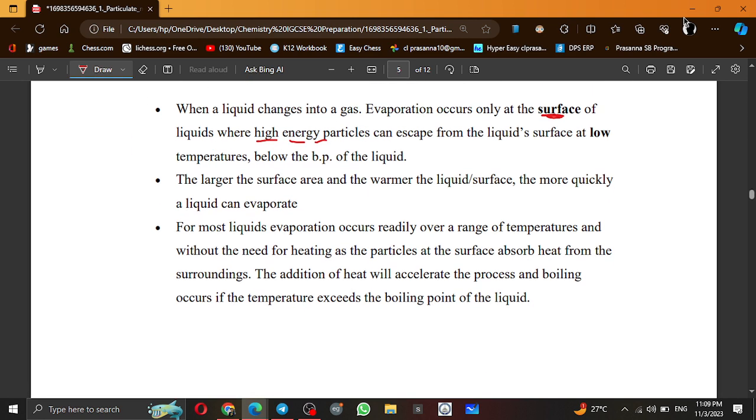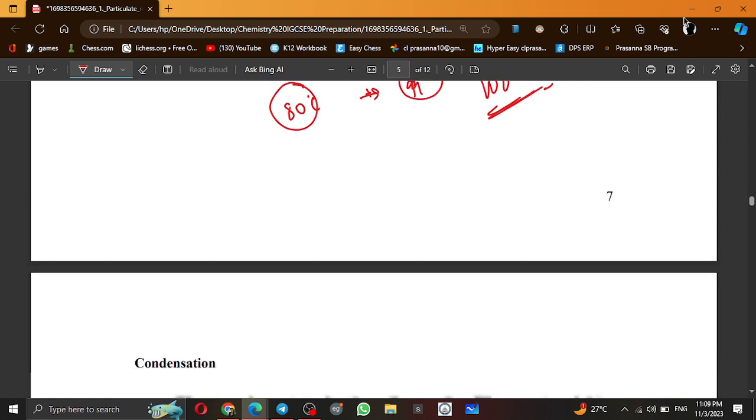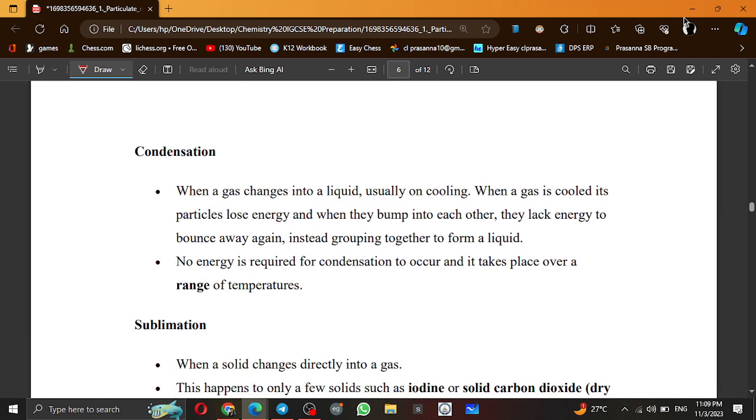The larger the surface area and the warmer the liquid, the more quickly a liquid can evaporate. And for most liquids, evaporation occurs readily over a range of temperatures without needing to heat the particles at the surface. They absorb heat from the surroundings. The addition of heat will just accelerate the process, and boiling occurs if the temperature exceeds the boiling point of the liquid. For example, water can evaporate from around 80 degrees to, let's say, 99, and then once it crosses 100, it starts to boil. I'm not sure, I'm just guessing this once. Please, I'm not sure, so before you comment and tell me I'm wrong.